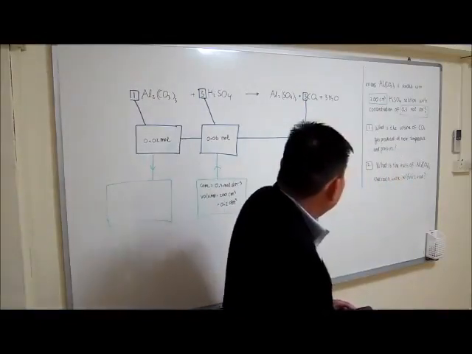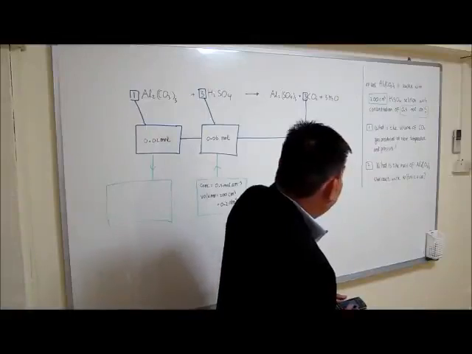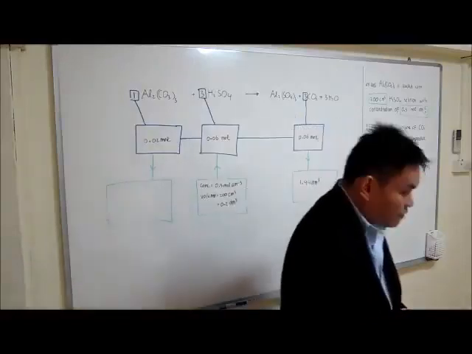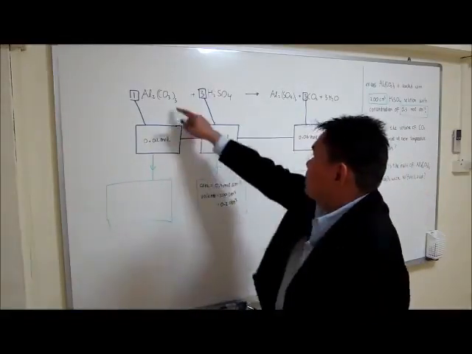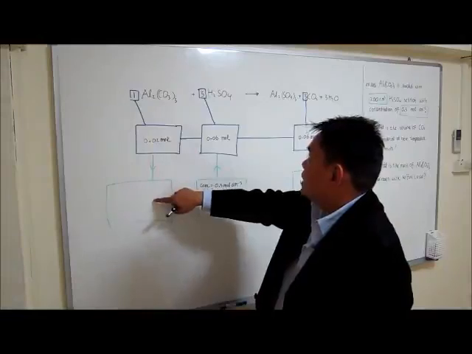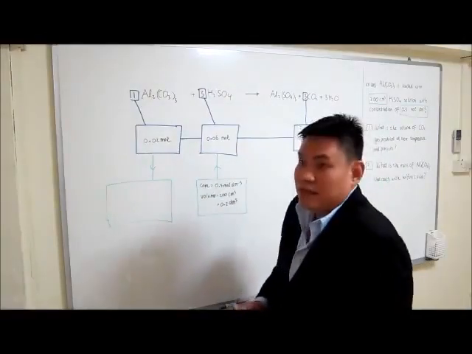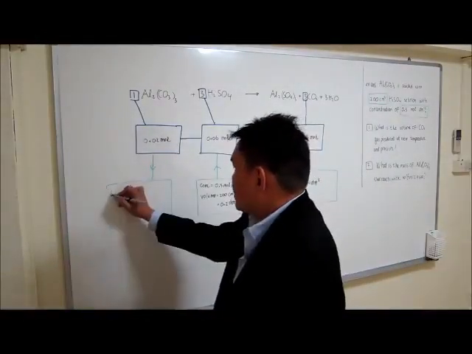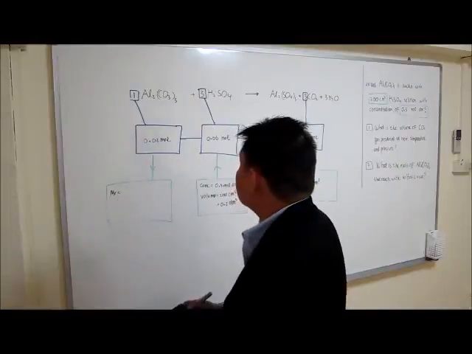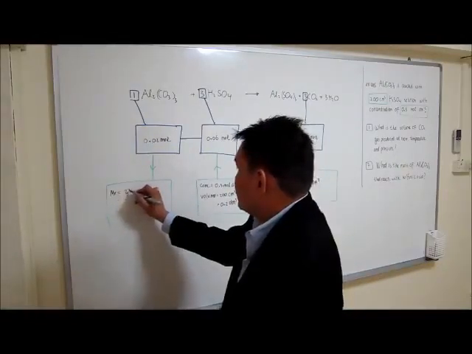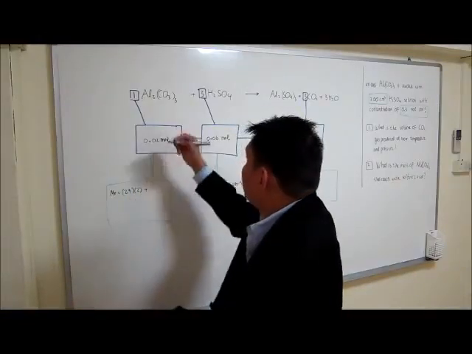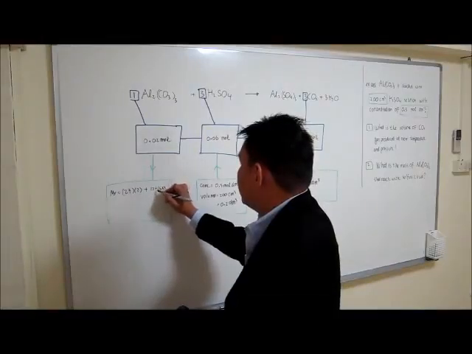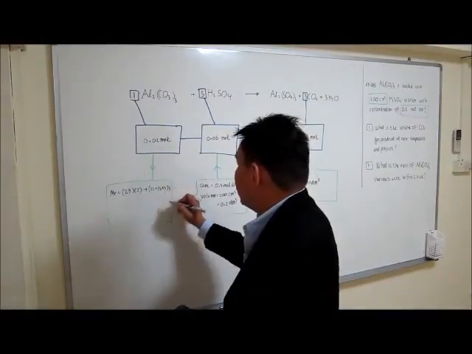Question number 2. They are asking the mass of aluminum carbonate. We can simply calculate the mass by using formula number 1. Mass equals moles times Mr. We can easily calculate the Mr, or relative molecular mass. Al is 27. Carbon is 12, of course. 12 plus 16 times 3, and the whole thing you multiply by 3.